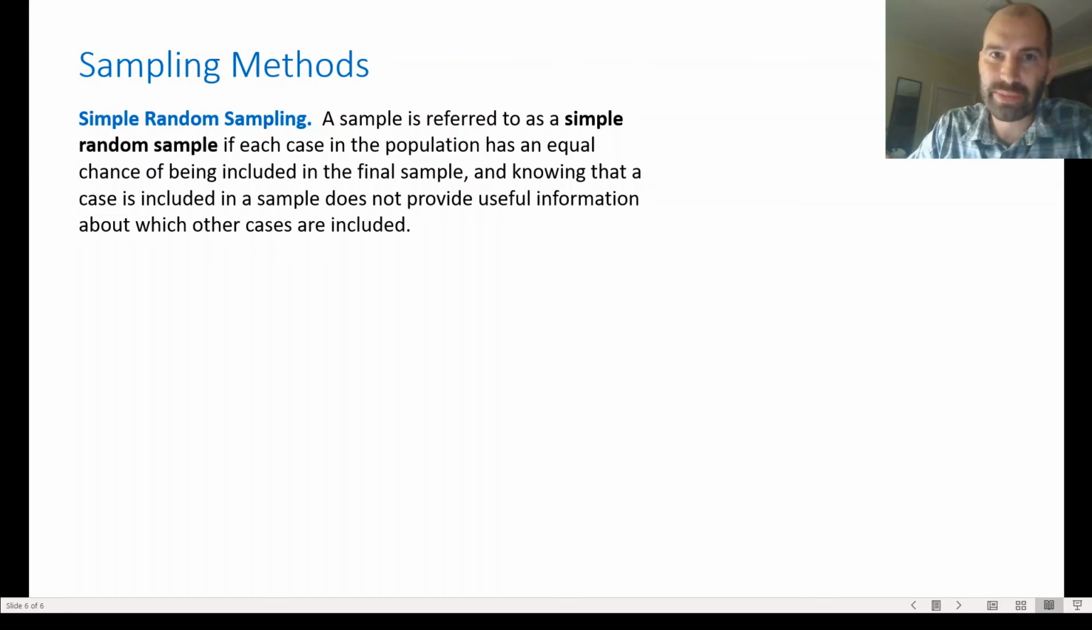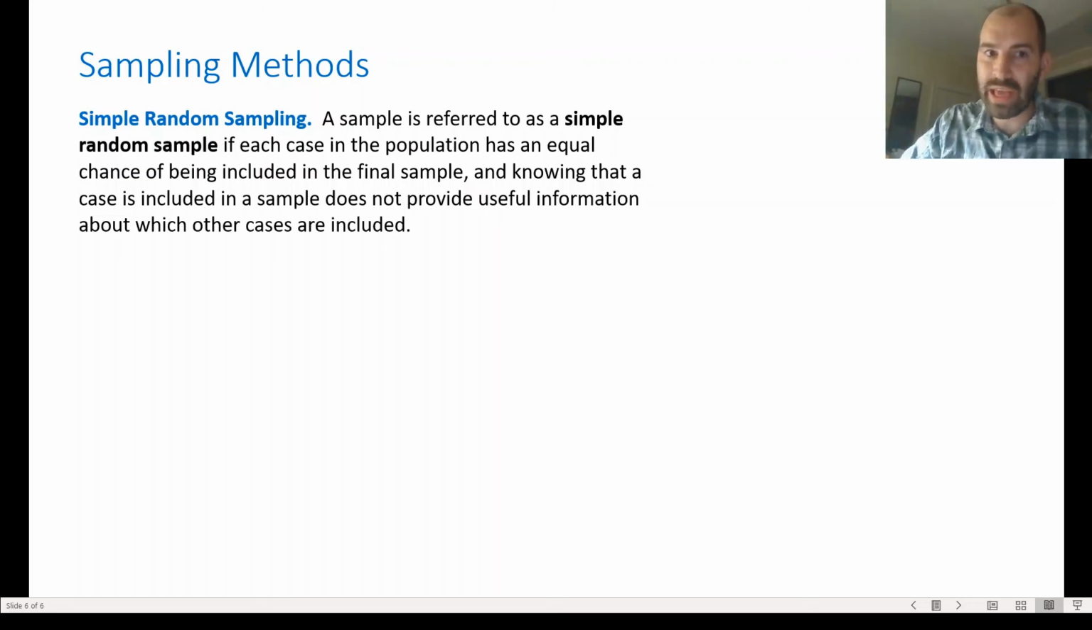And finally, the last bit here, sampling methods. The reason we have sampling methods is to fight bias, to fight sampling bias in particular. We want to collect our sample in a way that makes sure that it's not going to be biased. One common method that we'll be talking about a lot in this class is simple random sampling. A sample is referred to as a simple random sample if each case in the population, each individual, has an equal chance of being included in the final sample.